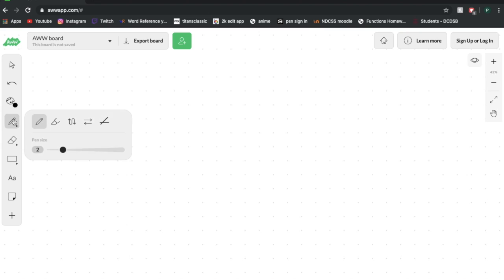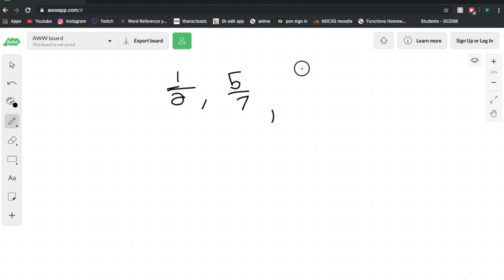And the second number set I will be talking about is rational numbers. Rational numbers are numbers that can be expressed as a quotient or fraction of two integers. For instance, 1 over 2 is a rational number. 5 over 7 is also a rational number. 6 over 45 is also a rational number.